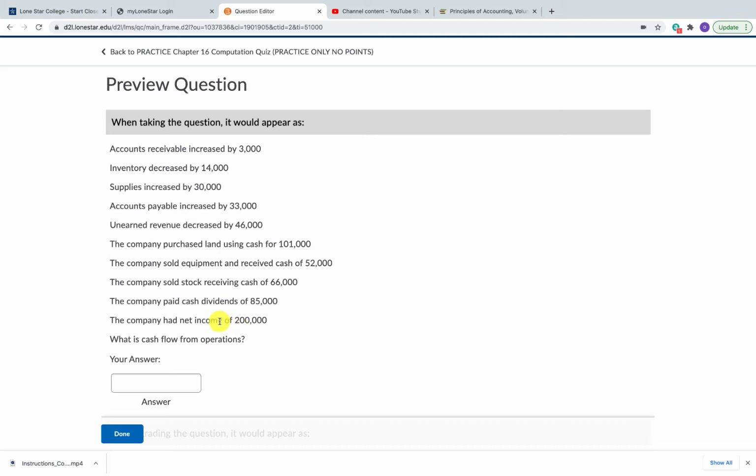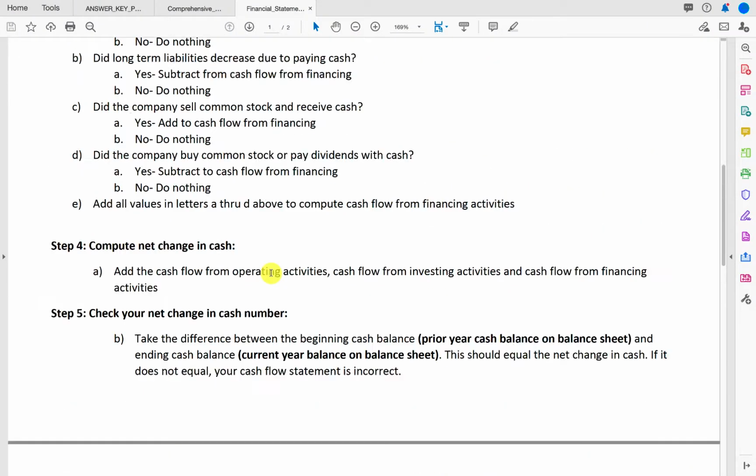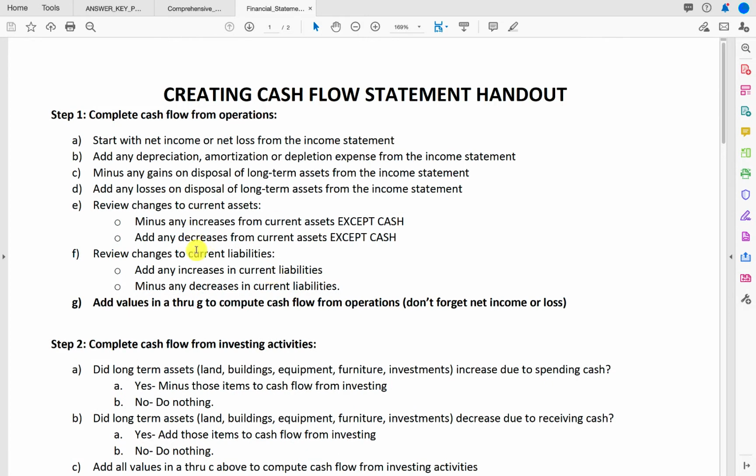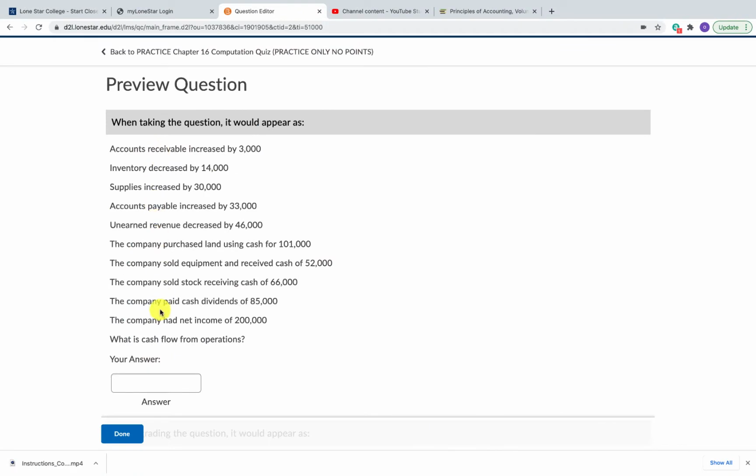In this video, we're going to go over this problem and do cash flow from operations. Okay, so how do you go about doing this? So again, I would go to the handout and I would follow the steps, right? Cash flow from operations, we start with net income, add depreciation, amortization, minus any gains, add any losses, and look at the current assets. So the first thing we're going to look for is net income.